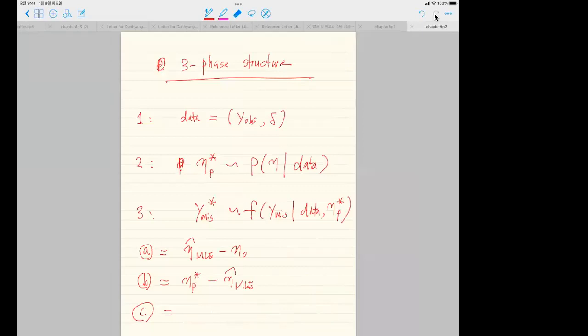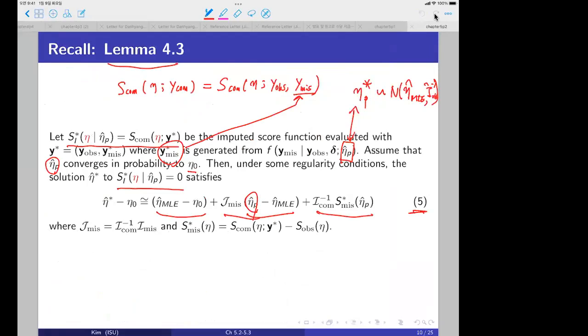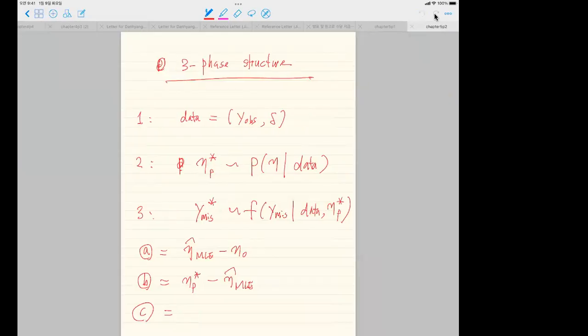Let's take a look at what exactly C is. Yeah, this one. So C is S com, eta hat P star given Y obs, Y miss star, minus S obs, eta, Y obs.